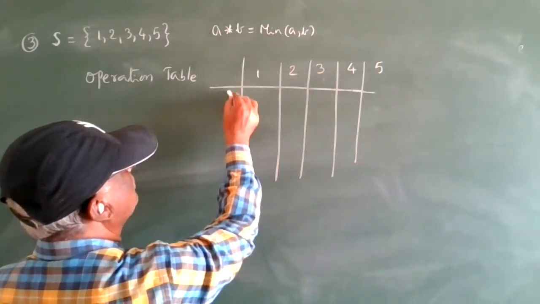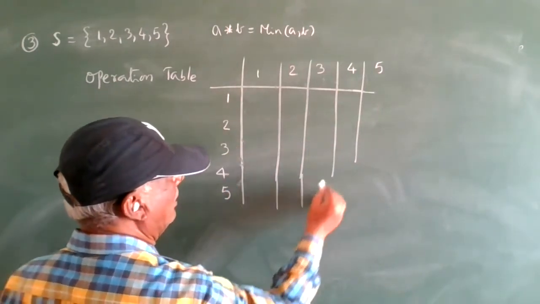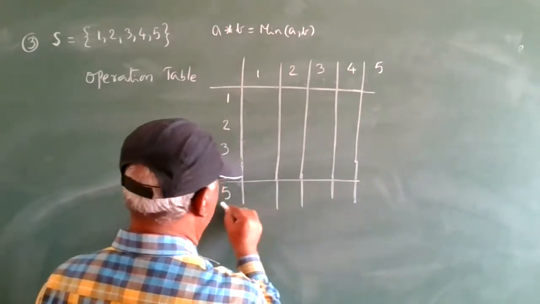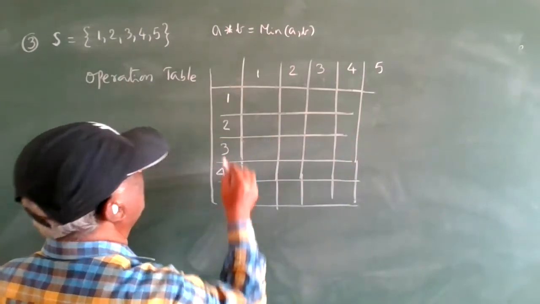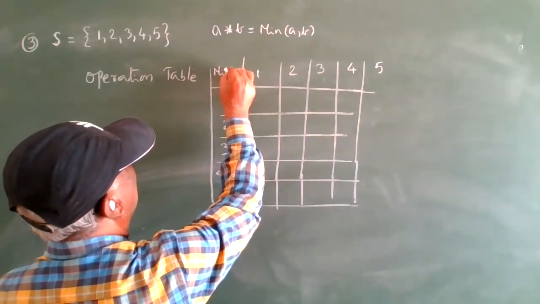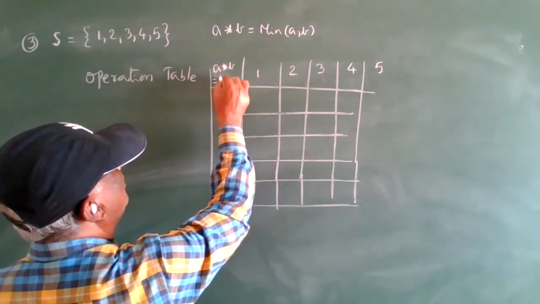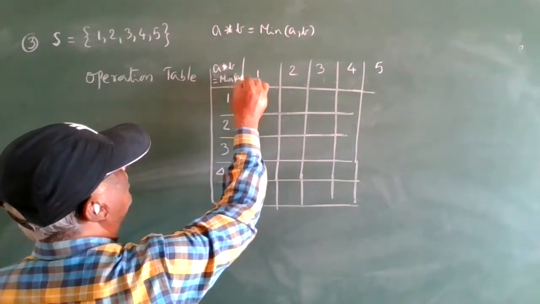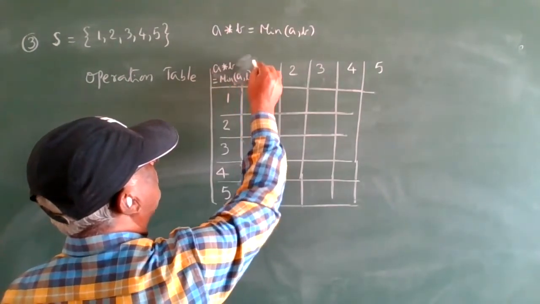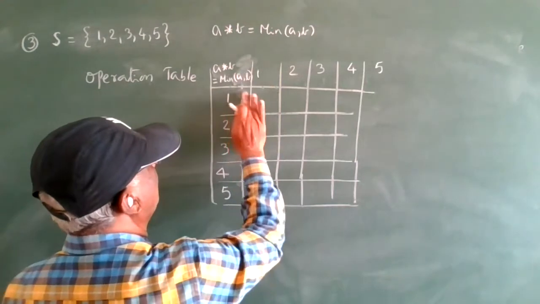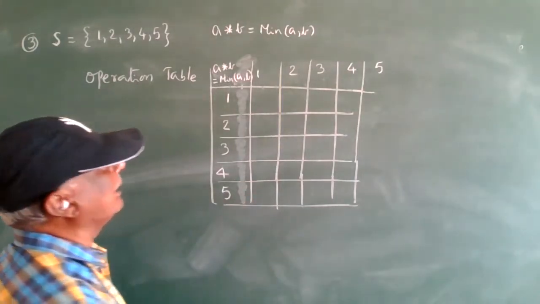Next, 1, 2, 3, 4, 5 and 4, 3, 2, 1. The operation star is given by A star B is equal to the minimum of A and B. We should take the minimum of A and B.